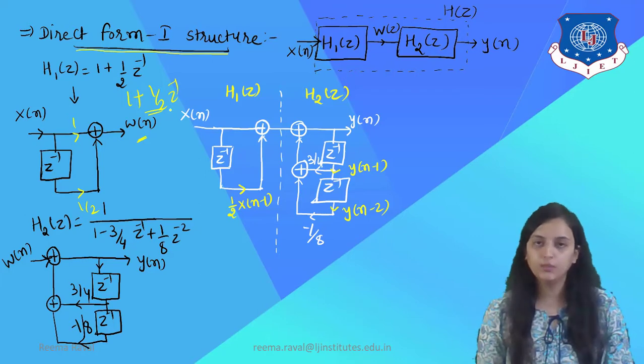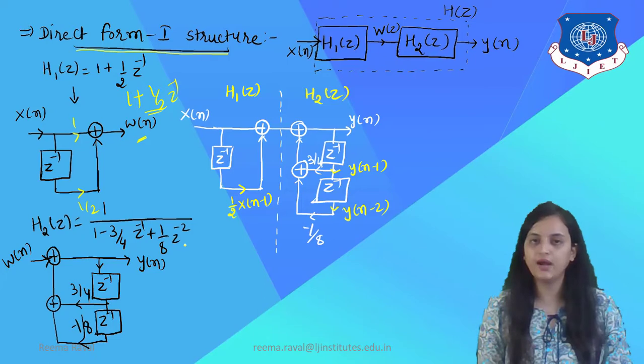And the denominator part, which is 1 upon 1 minus 3 by 4 z inverse plus 1 by 8 z raised to minus 2. To draw this, we have taken the adder blocks. Here it is 1. But as this is in the denominator part, we have to draw this on the left hand side. That means for the numerator part, we draw the arrows from left to right, and for the denominator we indicate the arrows from right to left.